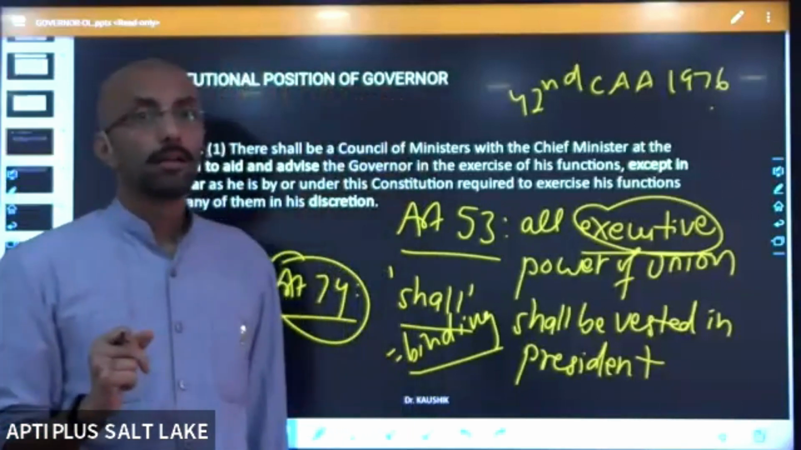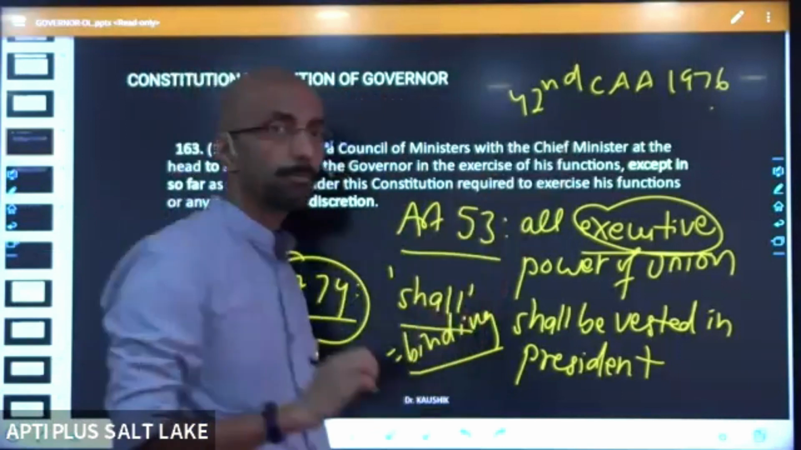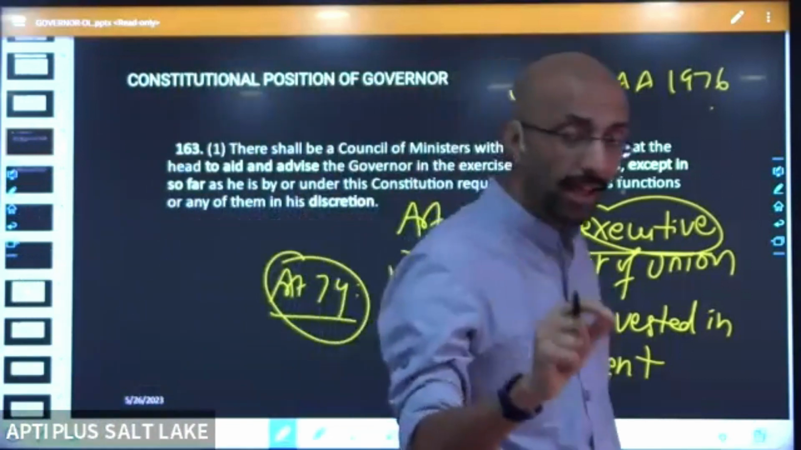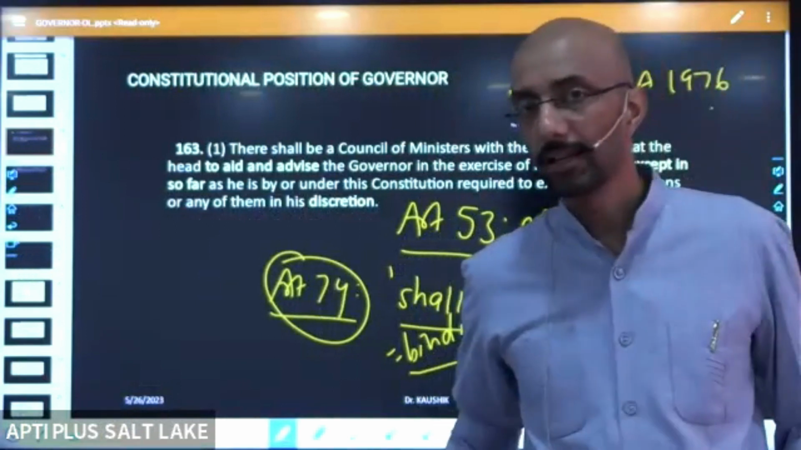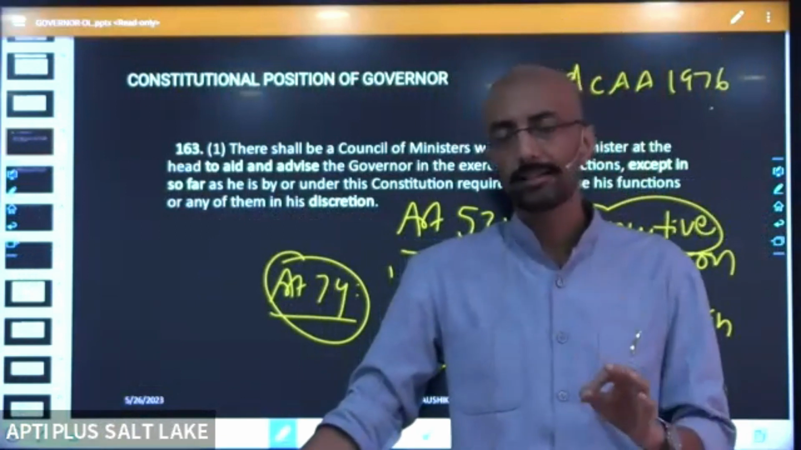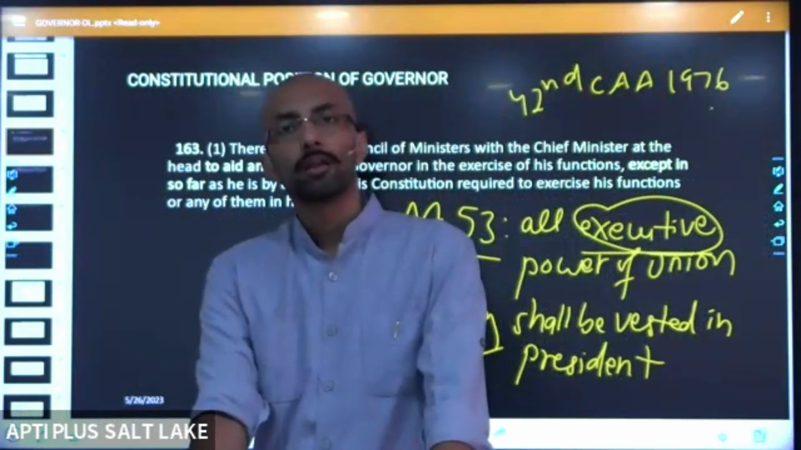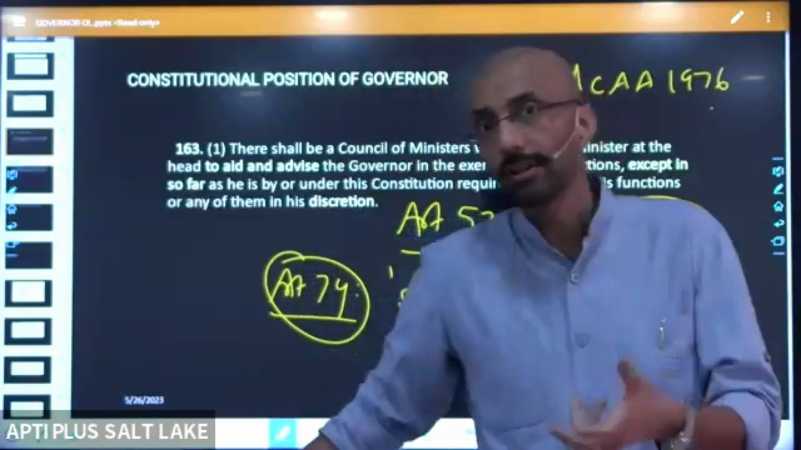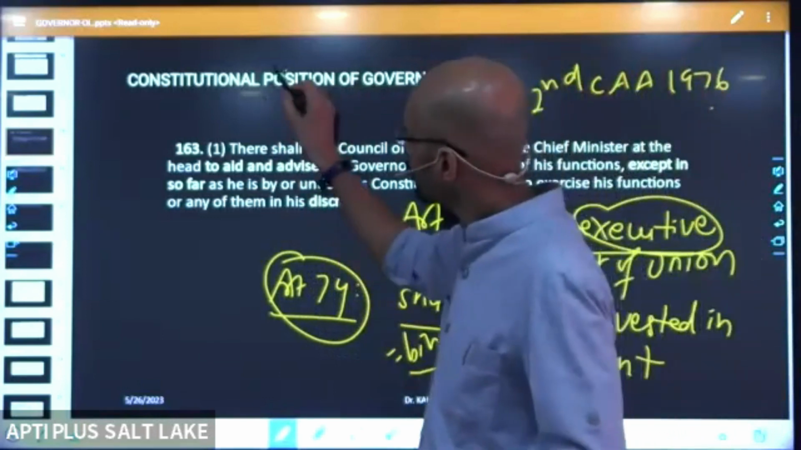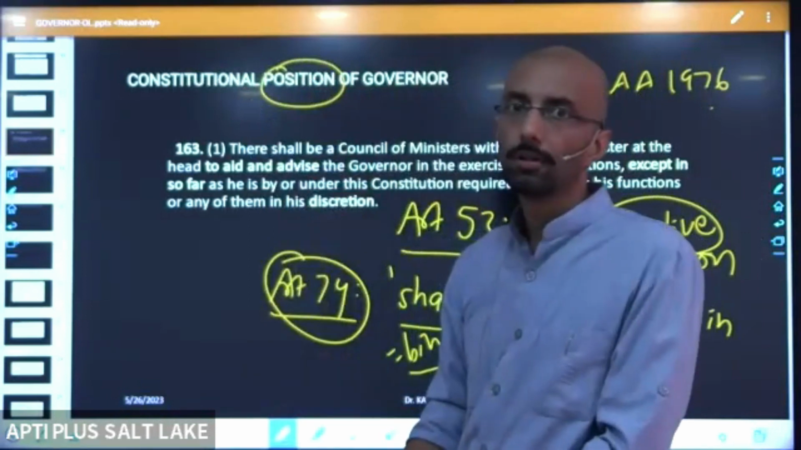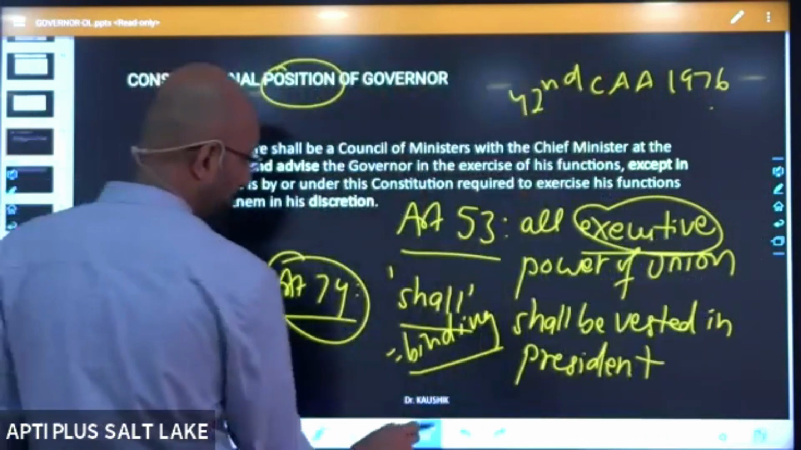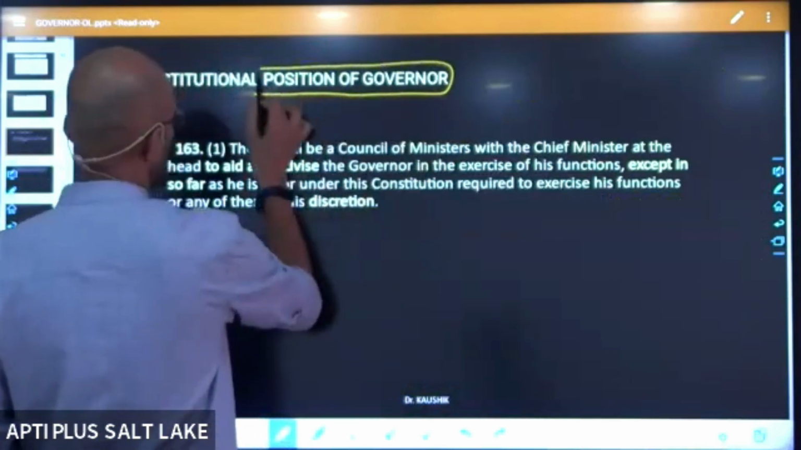Although, remember, we cannot say that after 42nd Amendment, the president has become merely a rubber stamp. No, because president still has certain powers which he can exercise in his own discretion. Although such discretionary powers are not explicitly mentioned in the Constitution, they are more circumstantial or situational in nature. Now, this would have given you an idea as to what is the position of president in Constitution. Let us now discuss this in context of governor. That what is the position of governor in our Constitution?